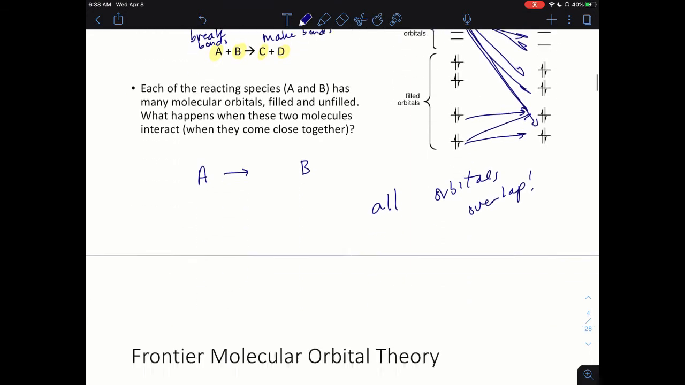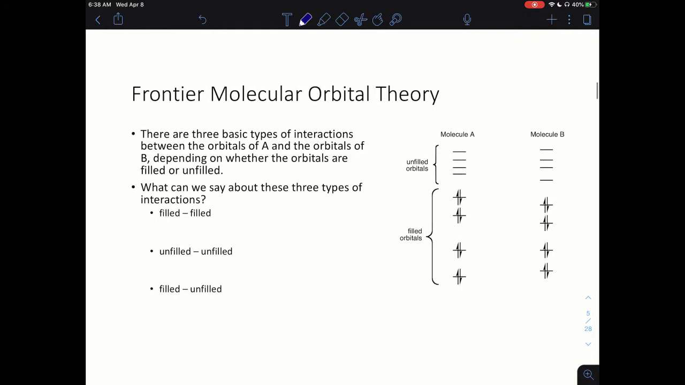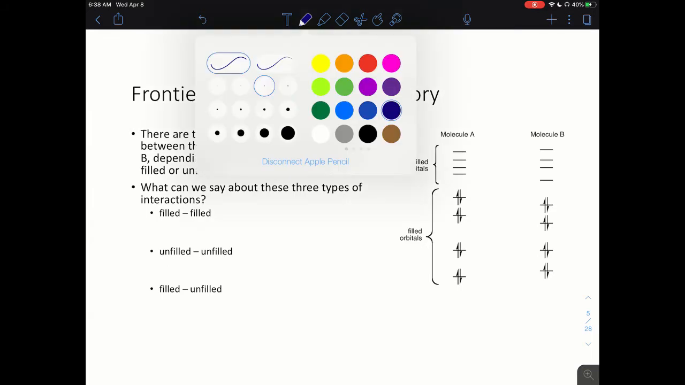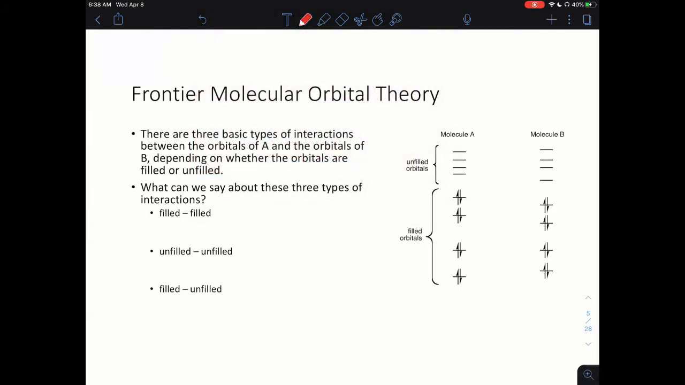Now, that's a lot to consider. So let's think about whether or not we can pare down or focus on certain interactions. So there will be 3 basic types of interactions between molecules A and B, depending on whether or not the orbitals are filled or unfilled. So let's imagine that we have a filled orbital on A, and let's use this one for fun, interacting with a filled orbital in B. Let's go ahead and look what happens.